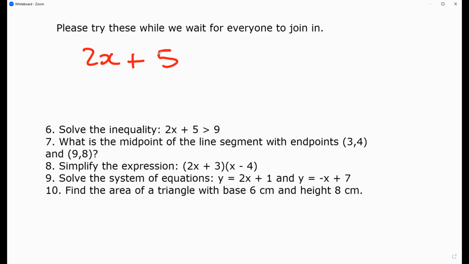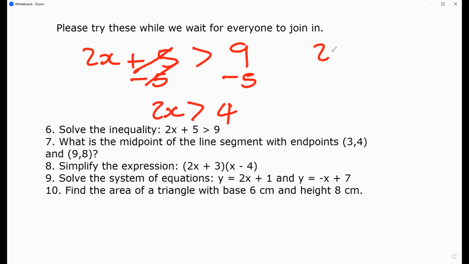but it's just that when you divide by a negative, you take the inequality sign and you change it into the opposite direction. So if I'm minus 5 on both sides, I haven't divided by a negative yet. I'm only minusing it. So I've got 2x is greater than 4.